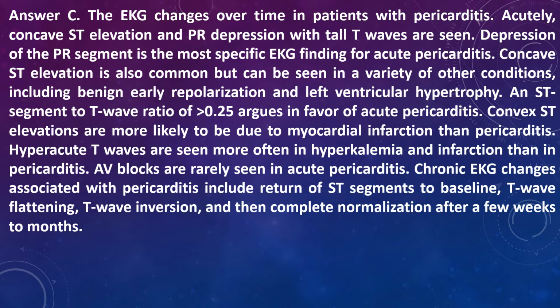Convex ST elevations are more likely to be due to myocardial infarction than pericarditis. Hyperacute T waves are seen more often in hyperkalemia and infarction than in pericarditis. AV blocks are rarely seen in acute pericarditis. Chronic EKG changes associated with pericarditis include return of ST segments to baseline, T-wave flattening, T-wave inversion, and then complete normalization after a few weeks to months.